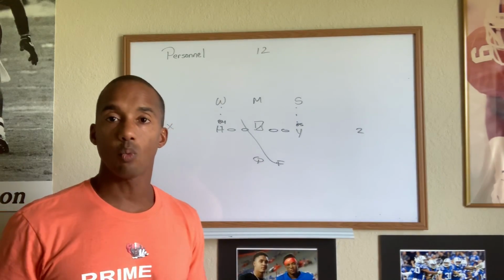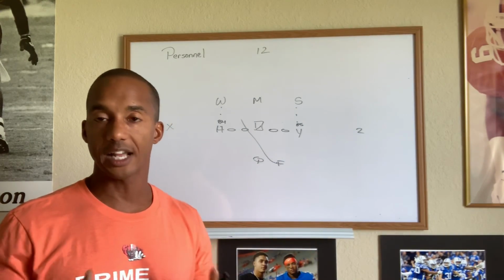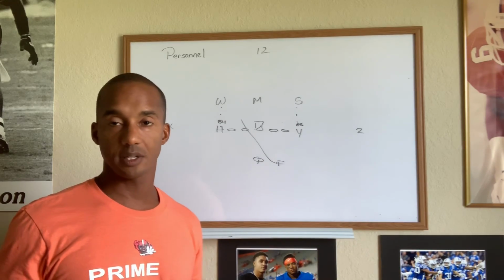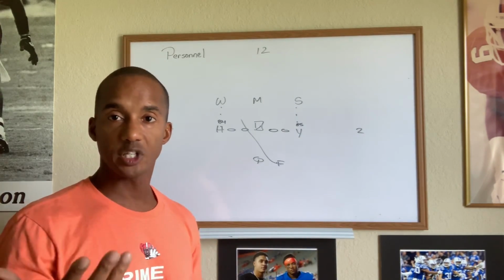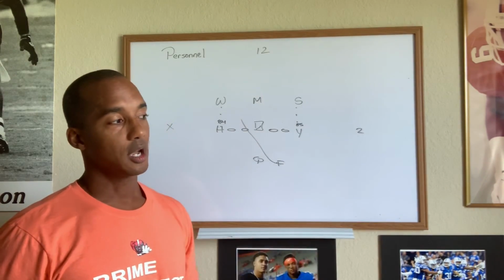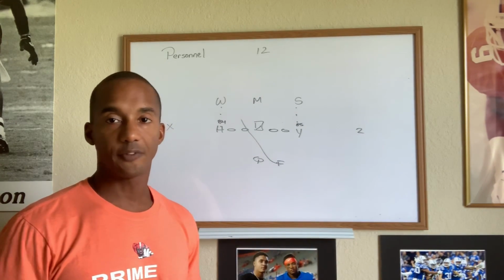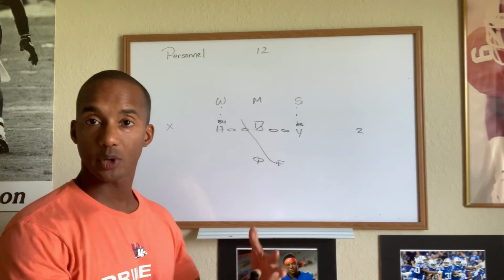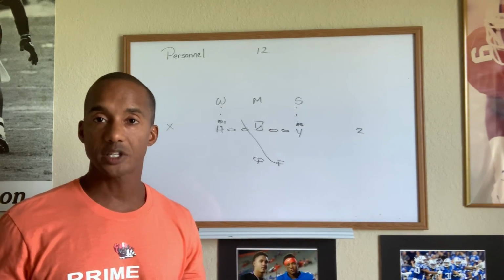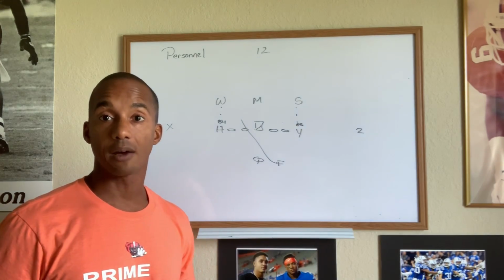So that's the reason why we have personnel groupings, and that's the reason why they're numbered. It's a very simple thing to call out: 12 personnel, 10 personnel, 11 personnel. Very simple call to make, and that gives a quick clue to the defensive coordinator, or like I said, the coach that's down on the field, to know what kind of personnel he needs to put in the game to match up against what the offense is putting out on the field.